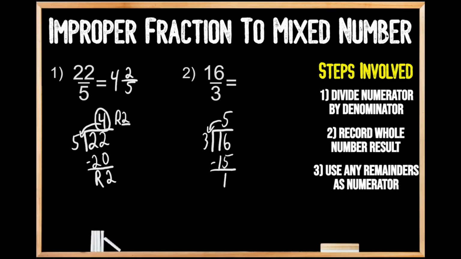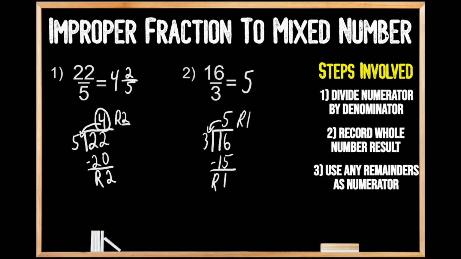And now since we don't have any more digits to bring down, we're done with this division problem. So when we divide 16 by 3, we're left with 5 with a remainder of 1. So now we're going to move on to step number 2, where we're going to record our whole number result. So for our mixed number here, we could make 5 groups of 3 out of 15. So we're going to record our 5.